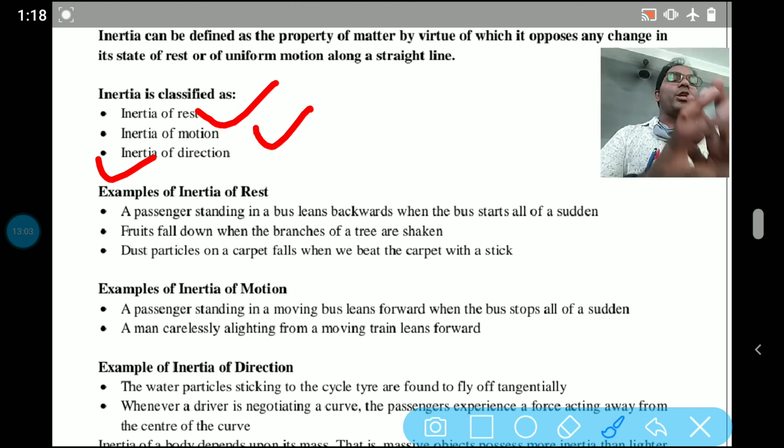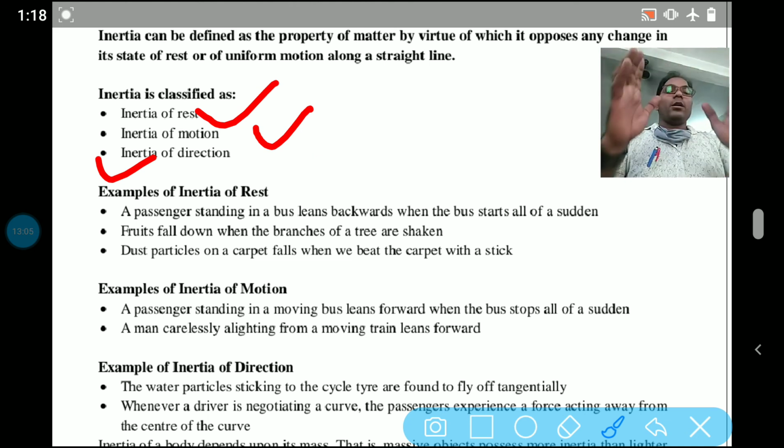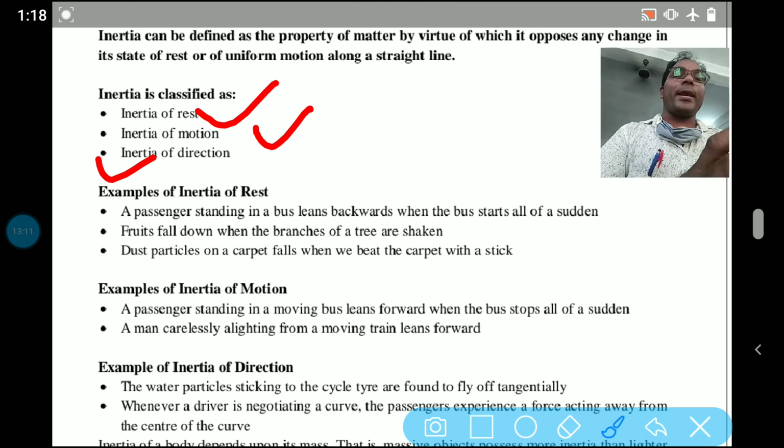So in this video, I explained these topics. Please watch this video again and again, note down the topics, and I hope you will revise these things.